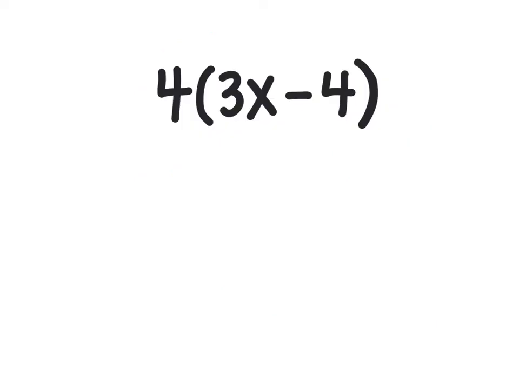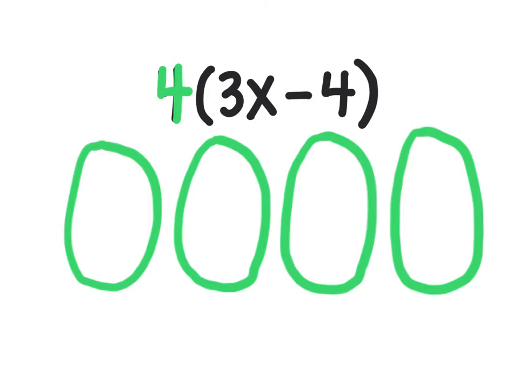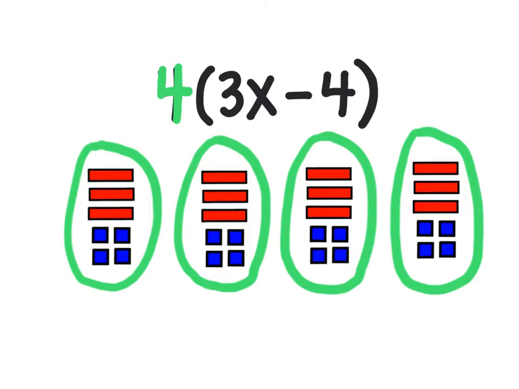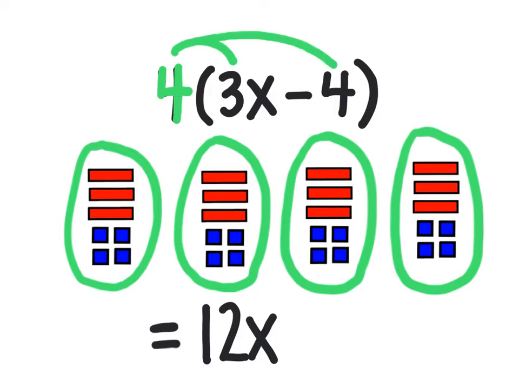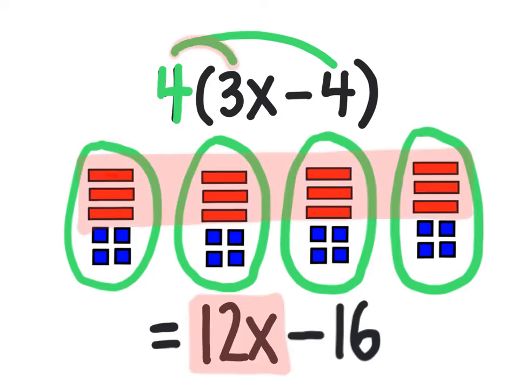If we were to put a 4 out front of the set of brackets, that would mean that we would need 4 groups of 3x minus 4. If we wanted to just use the distributive property and do this without algebra tiles, we would multiply the 4 from out front of the brackets with each term inside the brackets. So 4 times 3x would give us 12x, and 4 times negative 4 would give us negative 16, which, as you can see, matches up with the picture because there are 12 of the red rectangles and there are 16 of the blue number tiles.